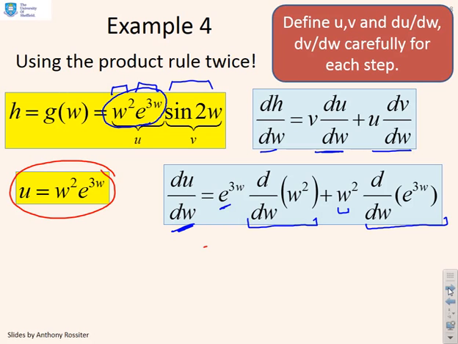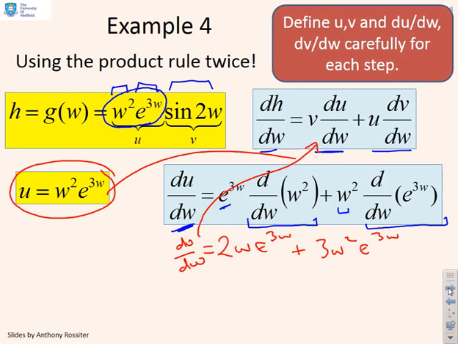So if I write this one out, you'll see what this reduces to is 2w e to the 3w plus 3w squared e to the 3w. So now this is du dw, which I can plug into this formula here. I've got u, which I can plug into this formula here. So all I need to do is finish off with what was v. Well, v was sine 2w, so dv dw is 2 cos 2w.